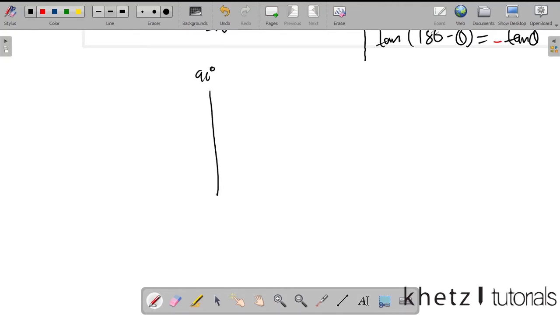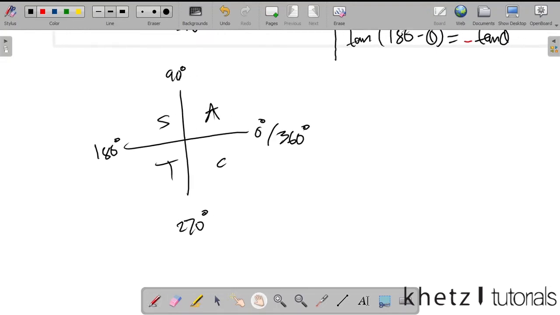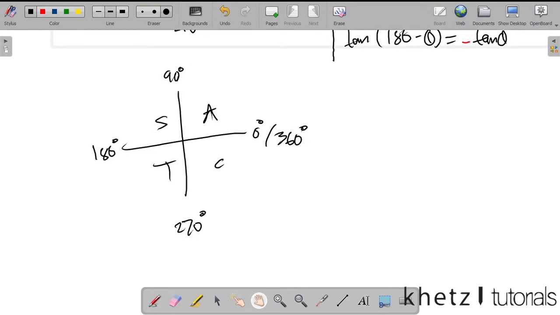So basically we have 90 degrees there, we have 0 degrees, and it says CAST. I have 270 there. This is also 360. Then here we have 180 degrees. So now we're interested in the third quadrant. So we count like this. This is 1, this is 2, this is 3, and this is 4.